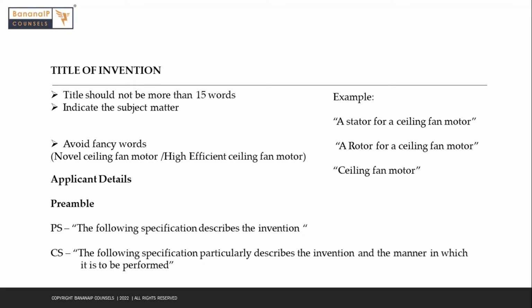Next is a preamble. If it is a provisional specification, then the preamble is: the following specification describes the invention. If it is a complete specification, then the preamble is: the following specification particularly describes the invention and the manner in which it is to be performed.